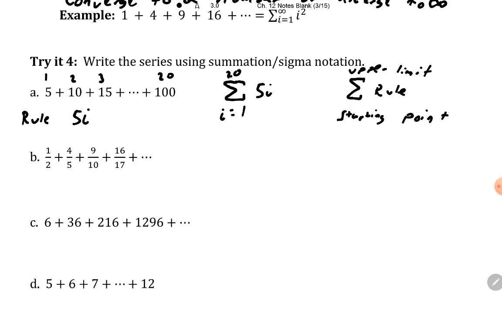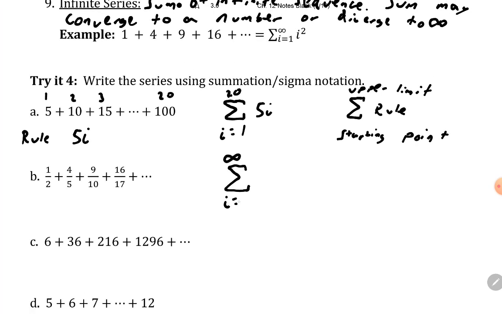Alright, let's take a look at this. So part B, it never ends. So when I'm writing my sum here, this is infinity, because it never ends. Okay, so we have that. And usually we start at 1 here. So if I get 1, I get 1/2. If I get 2, I get 4/5. 3, I get 9/10. 4, I get 16/17.